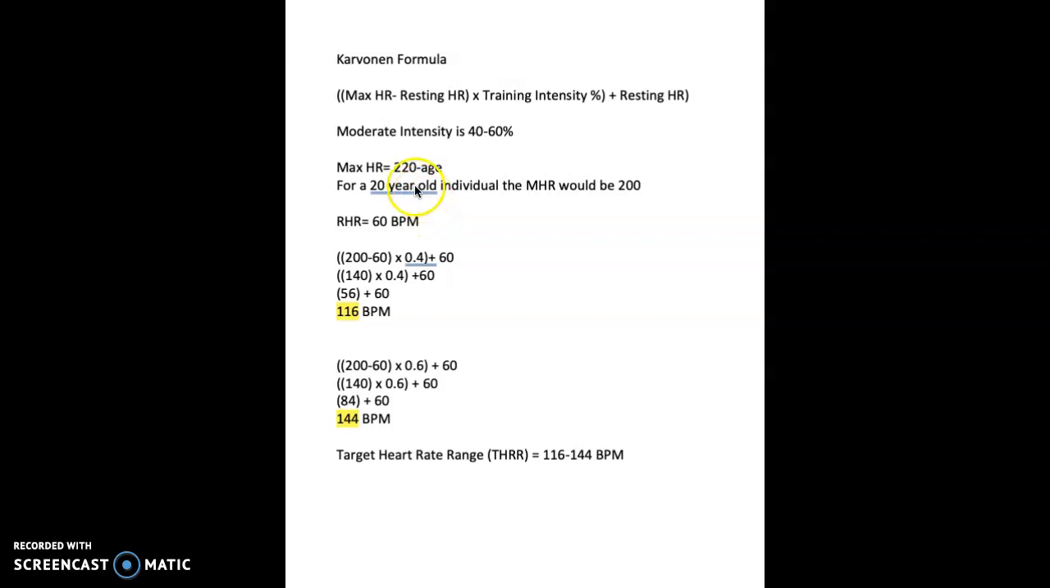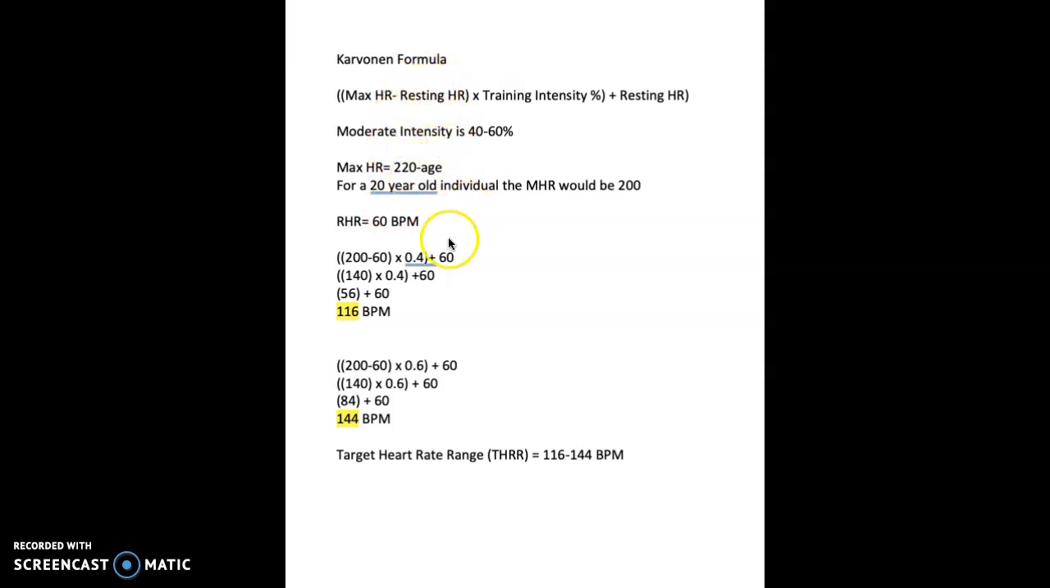The max heart rate is 220 minus their age. So 220 minus 20 would be 200. So that gives us our first value here, the max heart rate. For resting heart rate, we're going to say in this example, this individual assessed their pulse before they got out of bed that morning, and it was 60 beats per minute. So that's our next value, resting heart rate.